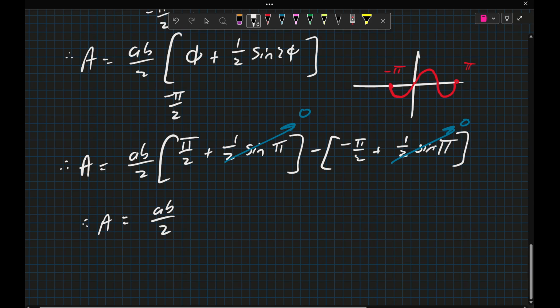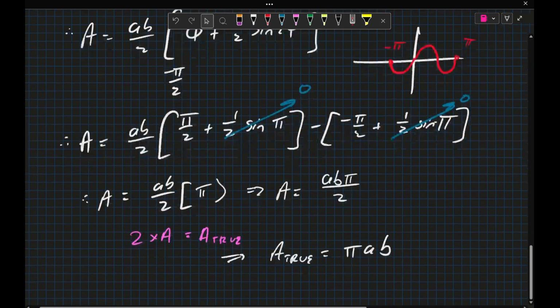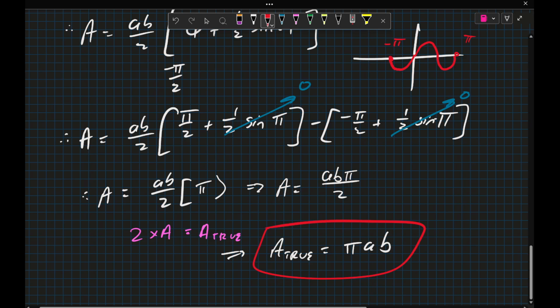Now, that's going to be pi over 2 plus pi over 2, that's just pi, which ends up implying that half of our area is ab pi over 2. So what we do is we account for that second area that we didn't consider. We're going to have 2 times A to get what I call the A true, so the true area. That implies that our true area of the entire ellipse is this times 2, or pi ab. That's the proof complete.